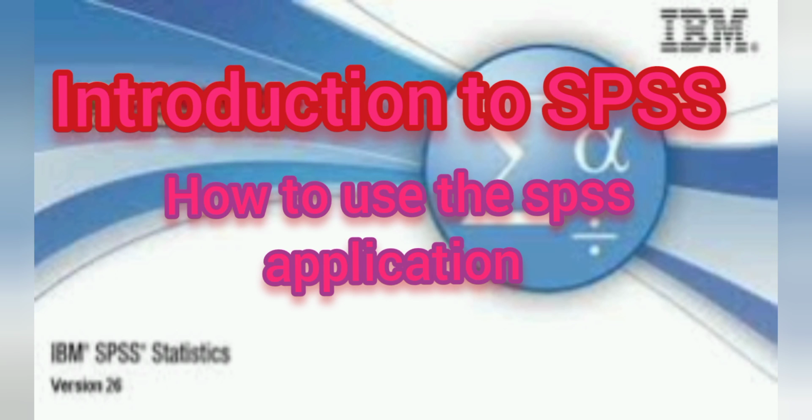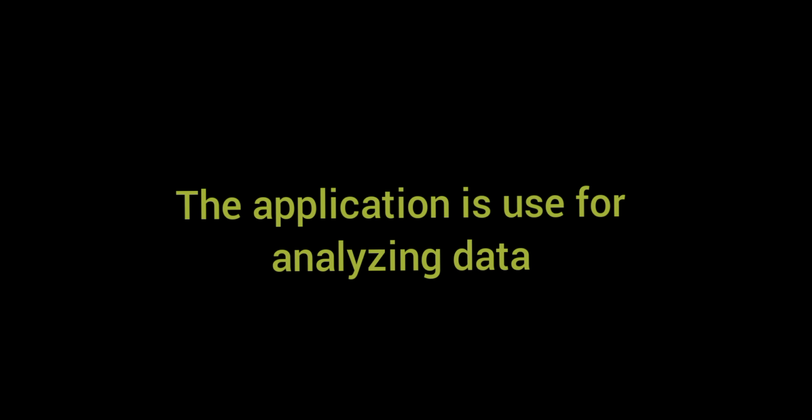In this video, I'll be showing you how to use the SPSS application to carry out statistical analysis. Let's assume you already downloaded the SPSS application on your phone so we can get started. So what is SPSS? SPSS stands for Statistical Package for Social Science. The application is used for analyzing data. So we can get started with the process, right?